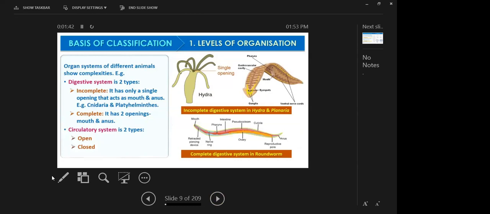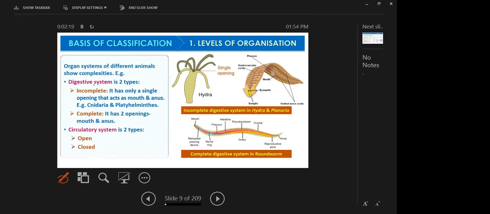Organ system means all the systems in your body: digestive system, respiratory system, circulatory system, reproductive system. Then what are the different excretory systems? These are the different functions that happen, and they're all organ system level of organization.